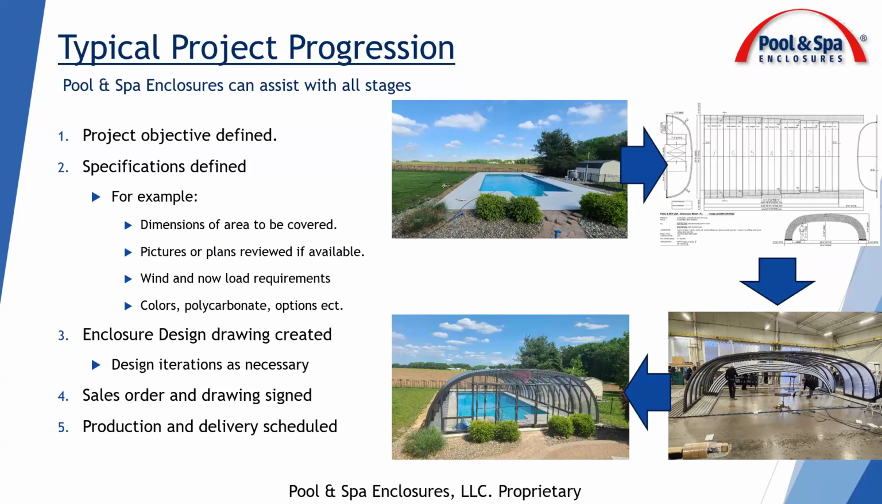Then we'll do what's called a design drawing, as you see in the top right-hand corner. That will lay out the enclosure based on the parameters of the area that we are enclosing. Once that's done and approved, we send the signed sales order along with the design drawing via DocuSign. At that point, we go to manufacture, and then we deliver. We do install throughout the country, if that's something that is needed.